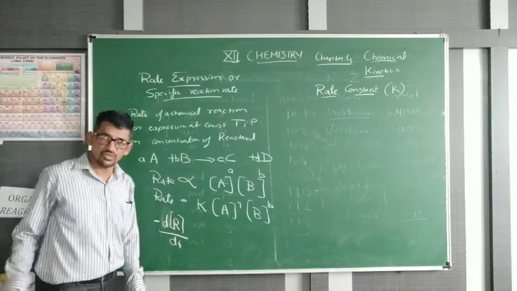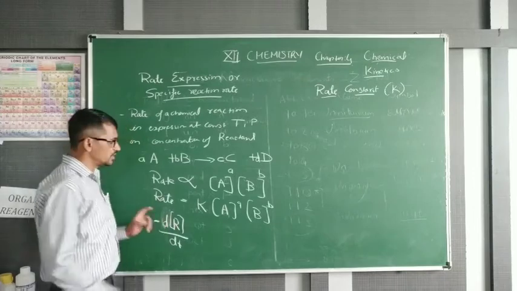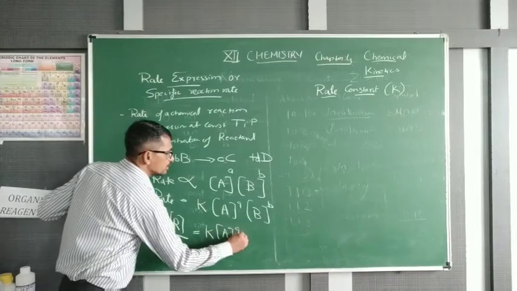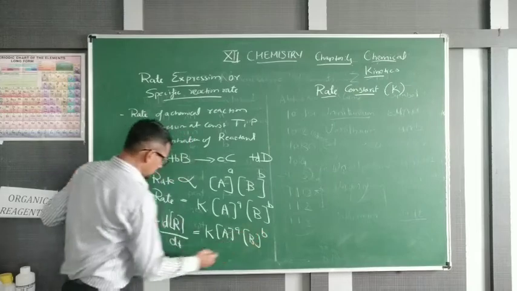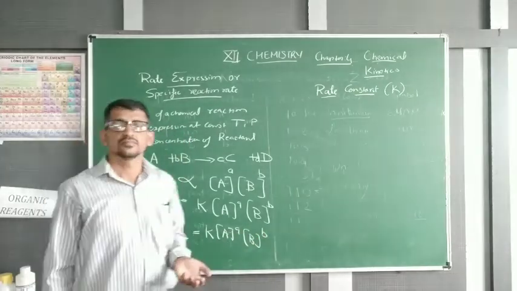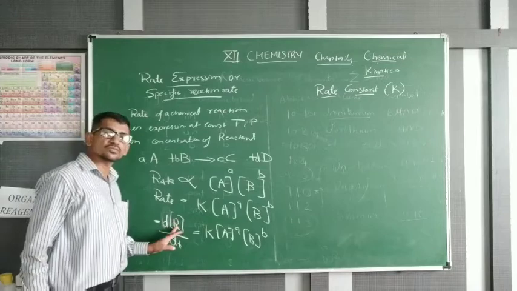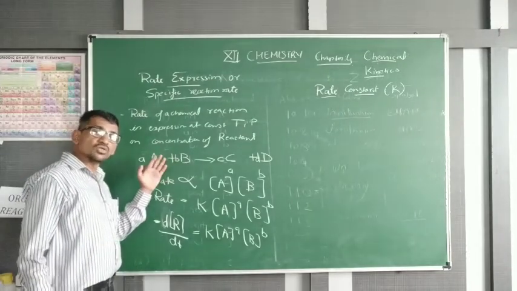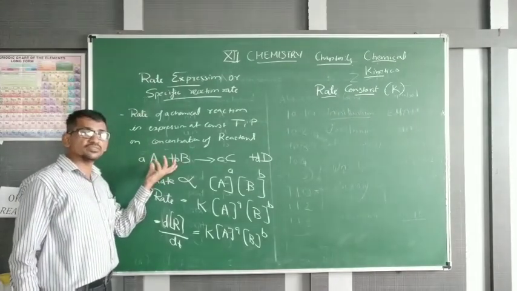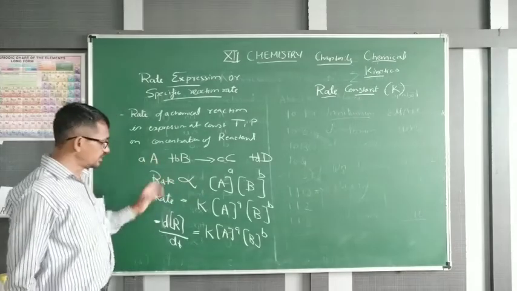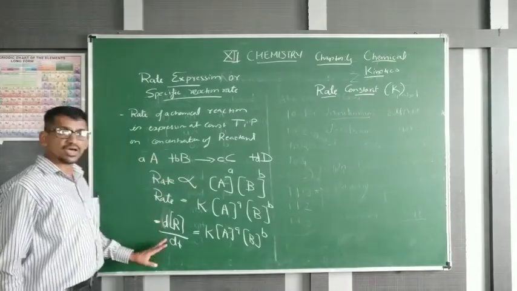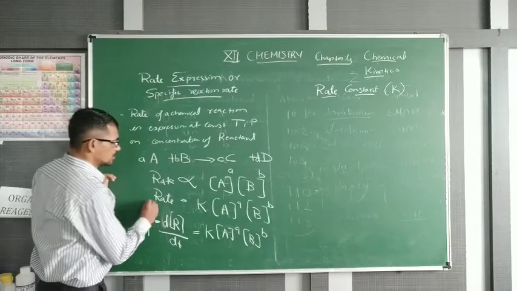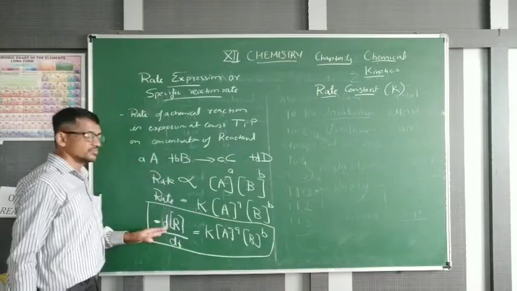Okay, instantaneous, we have discussed previously. Minus d[R] by dt is equal to k into [A] raised to a. Here the minus sign suggests that there is always a decrease in the concentration of reactant. The concentration of reactant during the reaction always decreases, so the concentration goes less and less during the reaction. That's why we are writing minus d[R] by dt. This equation is nothing but the rate expression. So remember, this is the rate expression. Rate is nothing but this.